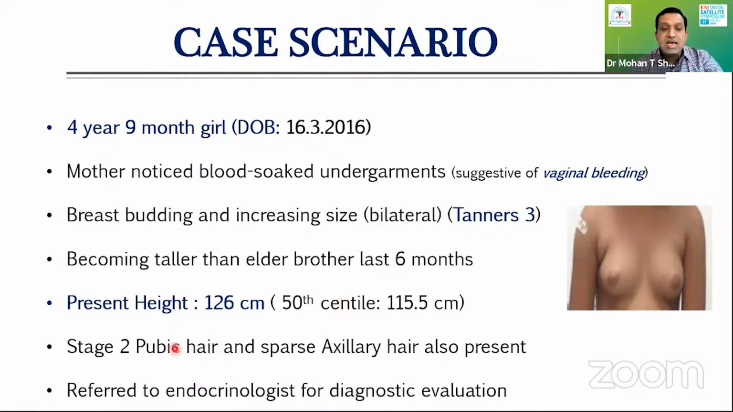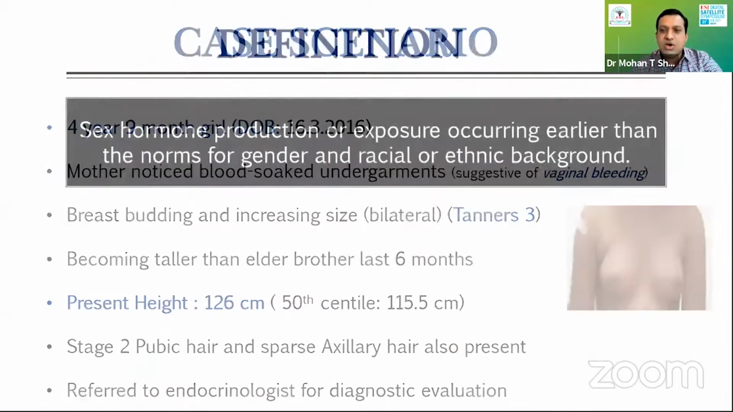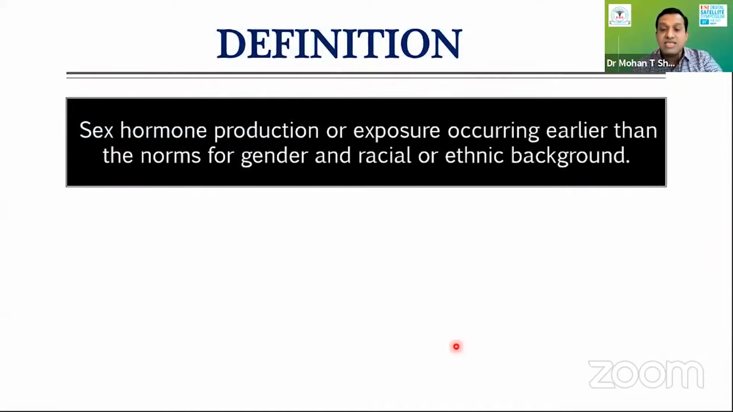On examination, she also had stage 2 pubic hair and sparse axillary hair. So what is the problem here? The patient has been referred for diagnostic evaluation. By definition, precocious puberty is sex hormone production or exposure occurring earlier than the norms for gender and racial or ethnic background. This is the complete definition of precocious puberty.